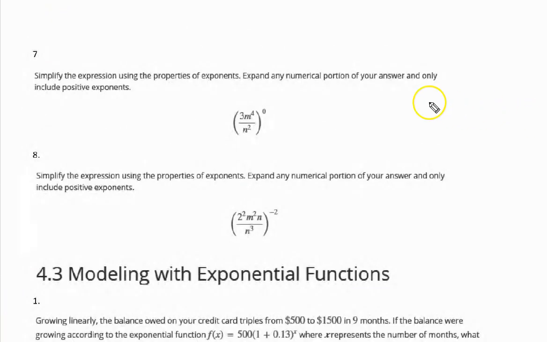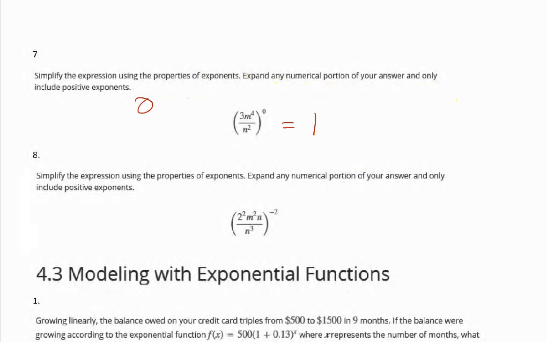Now, for number 7, what is your base? Well, it's everything that is included in the parentheses. So anything to the 0 power is 1. Now, the exception is 0 to the 0 power. That's undefined.